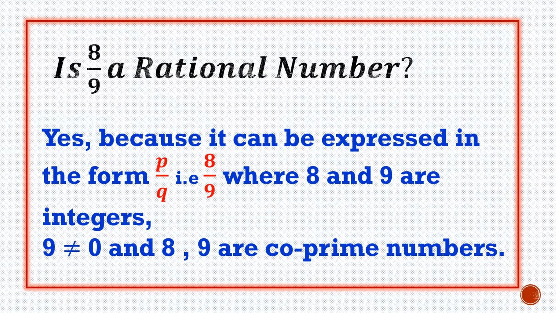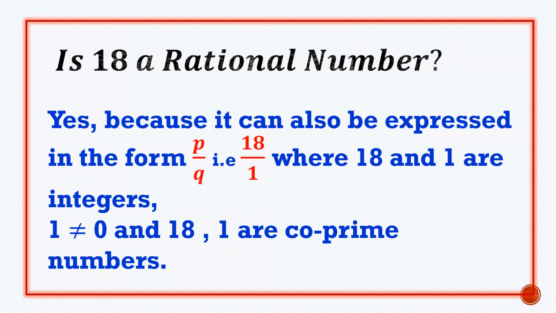So can I say 8 over 9 is a rational number? Yes, 8 over 9 is also a rational number because it can be expressed in the form P by Q, that is 8 over 9, where 8 and 9 are integers, 9 is obviously not equal to 0, and 8 and 9 are co-prime numbers. Do you remember what co-prime numbers are? Co-prime numbers are numbers which have only 1 as their common factor. I'll surely make a video on that too. Don't worry.